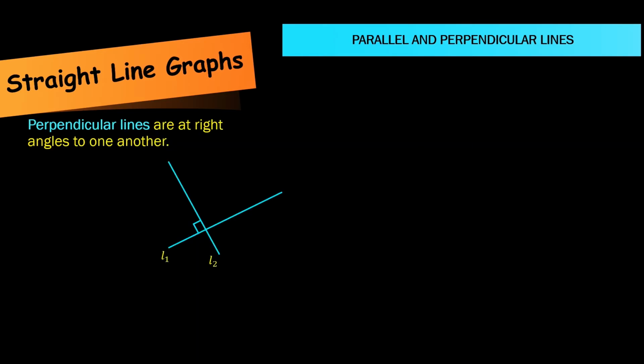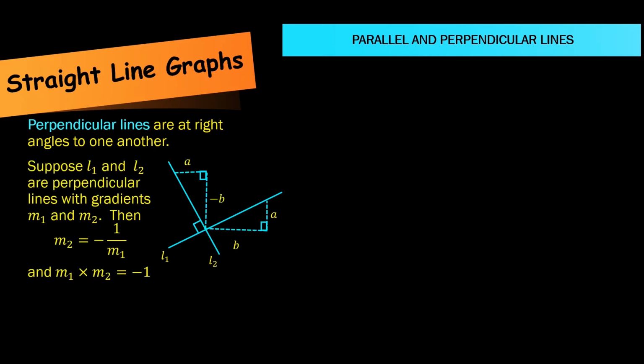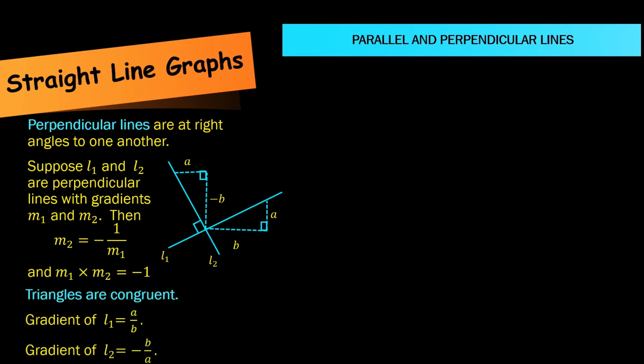Perpendicular lines are at right angles to one another. So suppose L1 and L2 are perpendicular lines with gradients m1 and m2. Then m2 equals minus 1 over m1, or equivalently, m1 times m2 equals minus 1. Notice that this holds because the triangles are congruent, so the gradient of L1 equals a over b, and the gradient of L2 equals minus b over a.